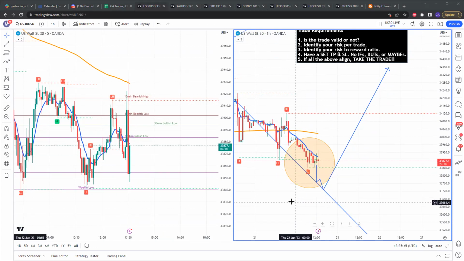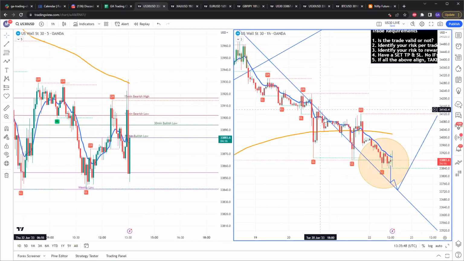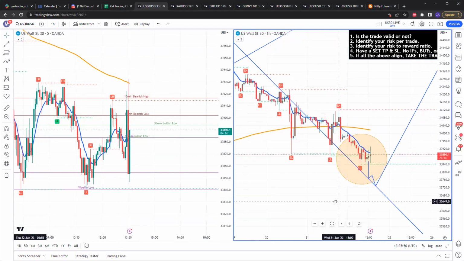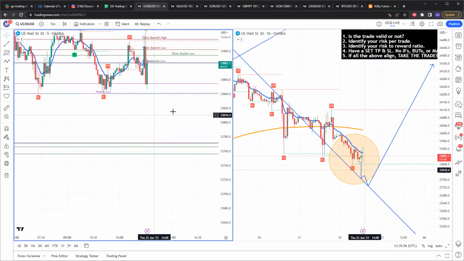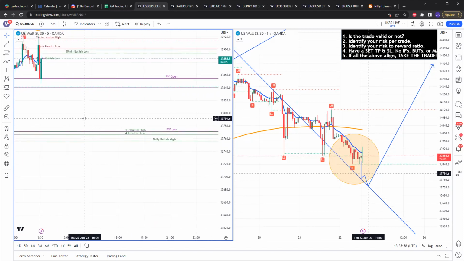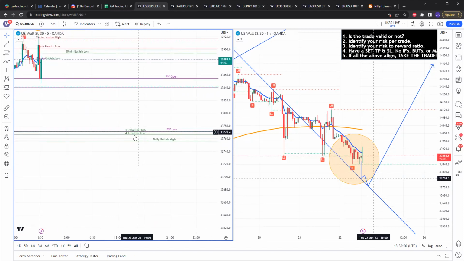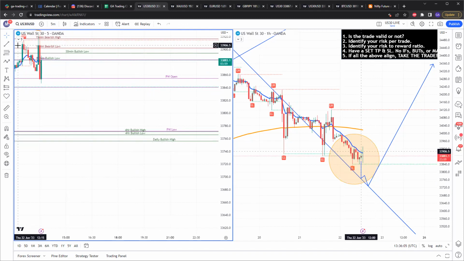I expect US 30 to retest this trend line that has been retested time and time again, around the 33,760 area. If I look at the markup indicator, guess what I see around that zone? We have a 4-hour bullish high, 4-hour bullish low, daily bullish high around that zone. And guess what I see as well?